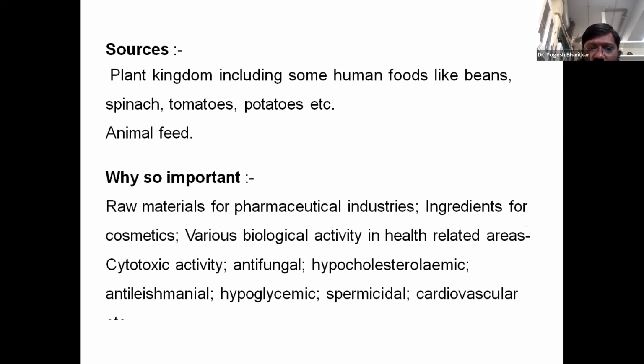Sources are mainly tomato, potato, beans, soybeans, and other plant materials. Saponin is mainly present there. These are the different biological activities of saponin.